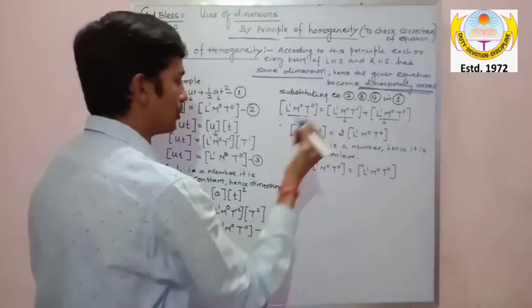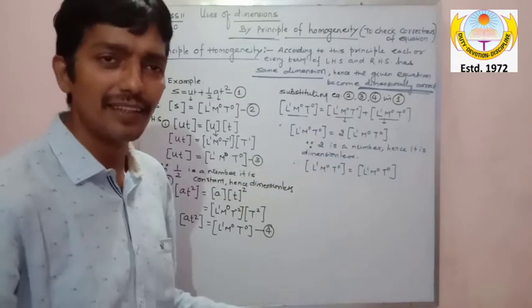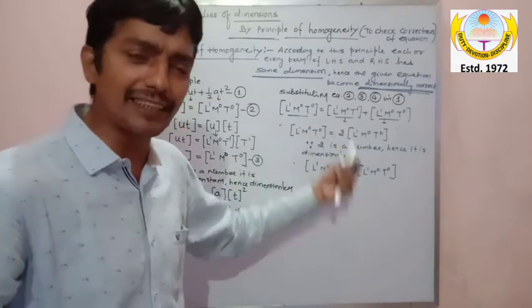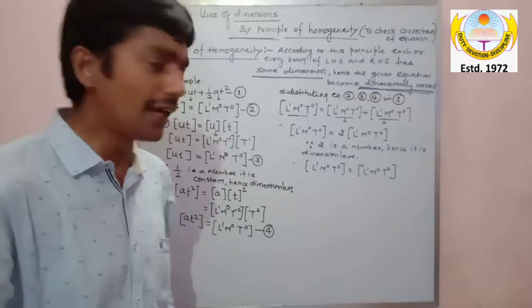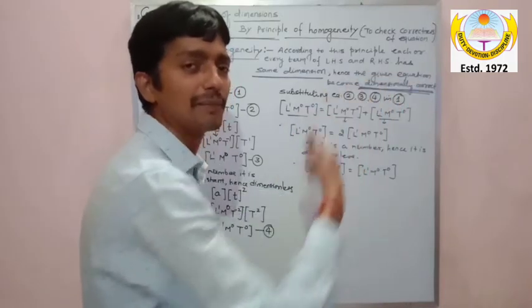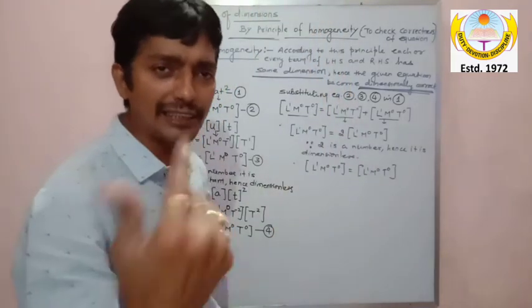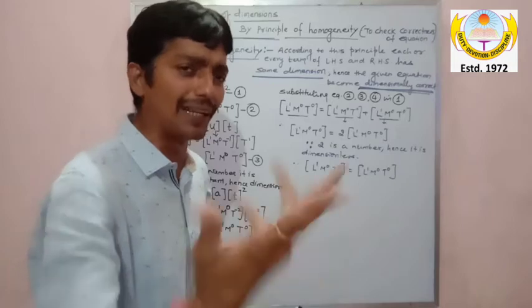I avoided this 2. As I avoided this half here, I can avoid the 2 here. You can come with this step, no issue. Or you can say here only, sir, each term of LHS and RHS are same. Hence the equation is dimensionally correct. Or if you wanted to skip one step, do one step, skip one step, no issue.